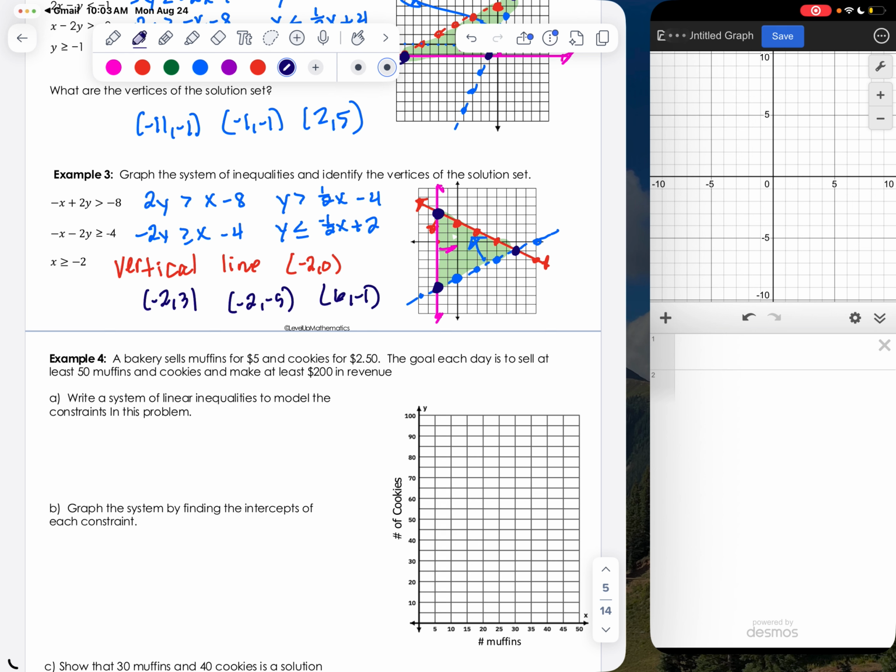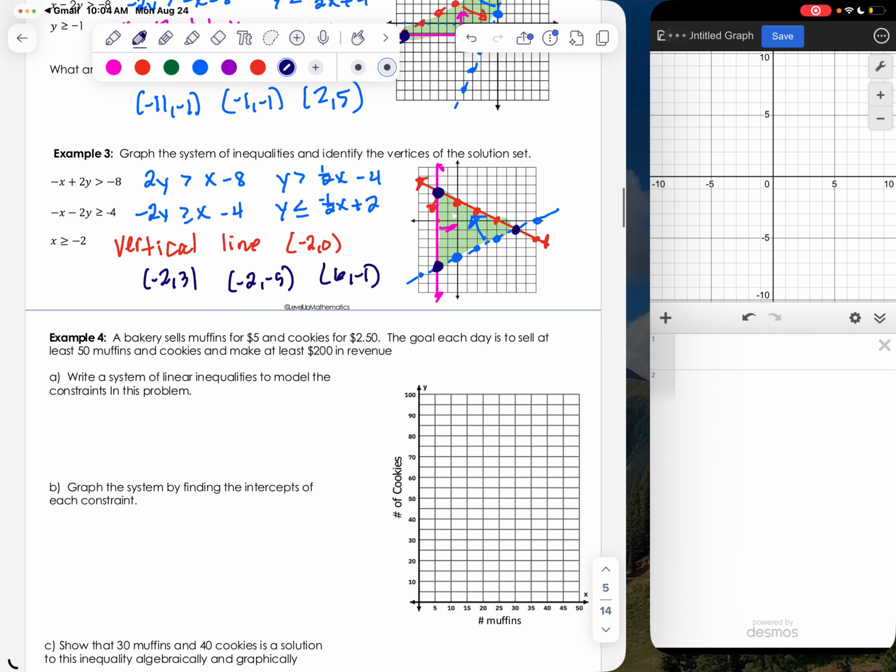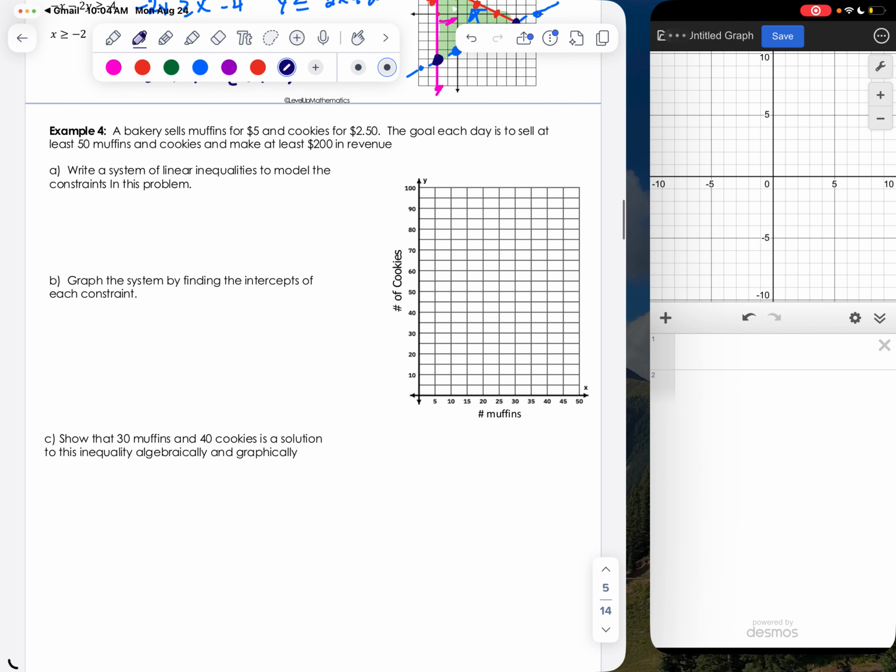Now, in our next example, we're going to look at a real-world application of systems of inequality. So let's look at example 4. A bakery sells muffins for $5 and cookies for $2.50. The goal each day is to sell at least 50 muffins and cookies and make at least $200 in revenue. So we're going to write a system of linear inequalities to model the constraints in the problem.